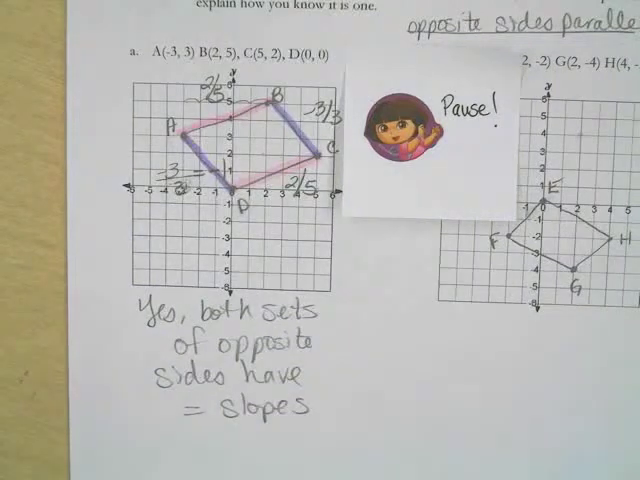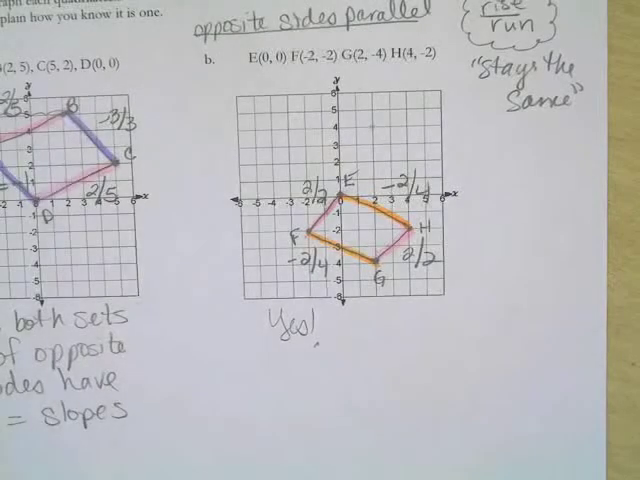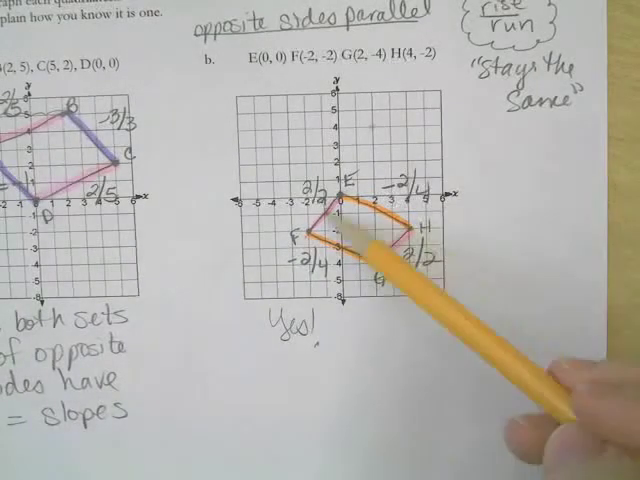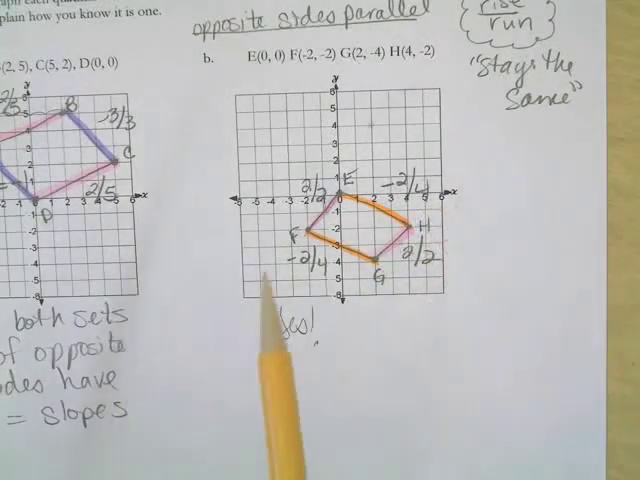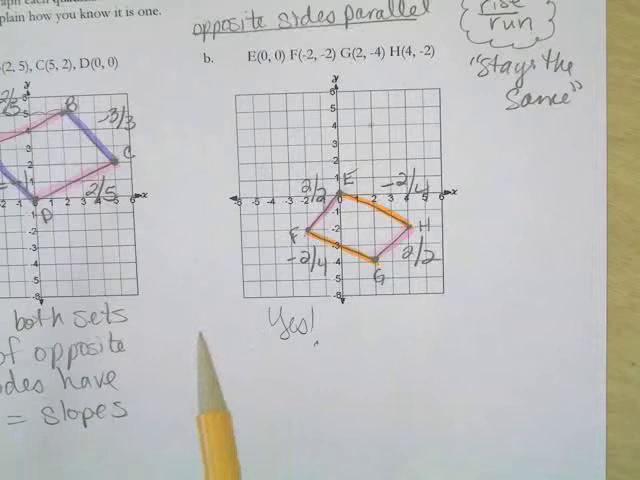Okay, well, I found the slope on my pink sides to be 2 over 2, which is 1, and my slope on the orange sides to be negative 2 over 4, which is negative 1/2. They're the same on both sides, so it's a yes, and it's the same reasoning as over here.